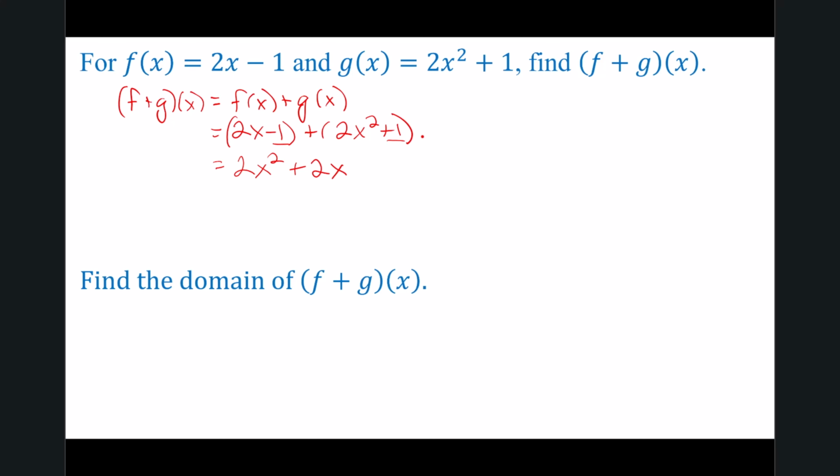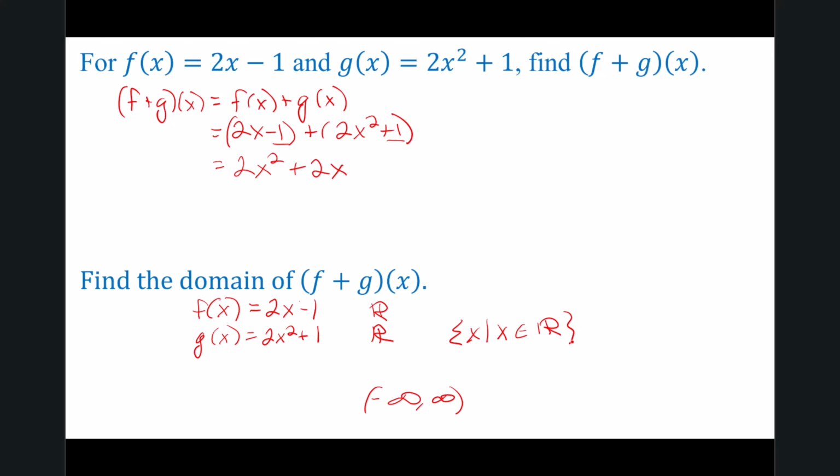To find the domain of f plus g of x, we look at the domain of f of x and the domain of g of x. So f of x is 2x minus 1, and in that function, x can be anything, so all real numbers. And same with g of x. G of x is 2x squared plus 1, and x can be any real number there. So our domain in interval notation would be negative infinity to infinity, or in set builder notation would be the set of all x's such that x is an element of the real numbers.